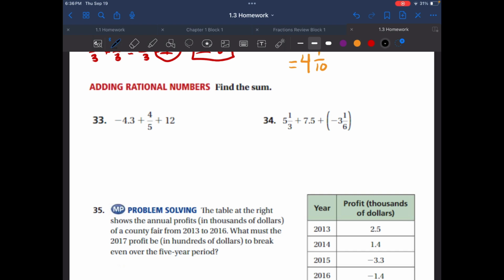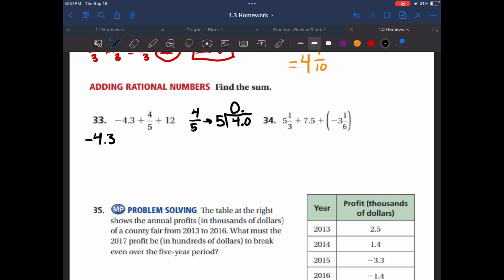Now, in number 33, I'm going to change all of these to decimals because I only have one fraction. So, negative 4.3, that's already a decimal. I don't have to change it. When it comes to 4/5, I can make this a decimal pretty easily by just dividing 4 by 5. Right? Numerator goes in the garage, denominator goes outside the garage. I'm going to think, how many times does 5 go into 4? Well, it doesn't. So I'm going to write a 0. From here, I need to remember, draw my decimal and add a 0. Don't forget the decimal point above.